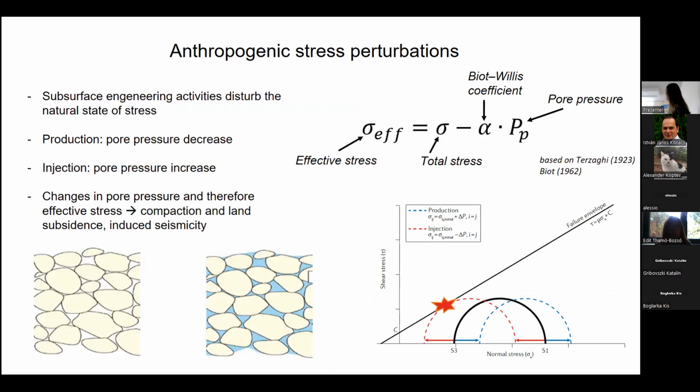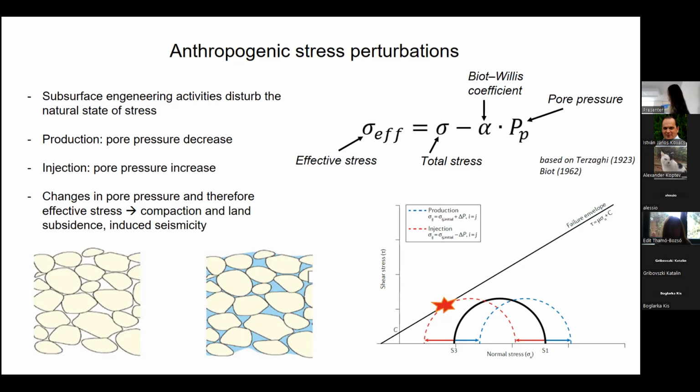So until now, I talked about the natural state of stress. Of course, based on our analysis, we cannot tell the absolute stress magnitudes, only the relative ones. But still, if we disturb the natural state of stress, then the effective stress will change. For instance, any kind of mining activities like the production of hydrocarbons or geothermal energy, also subsurface storage activities or reinjection activities, basically result in the extraction or addition of fluids to the subsurface.